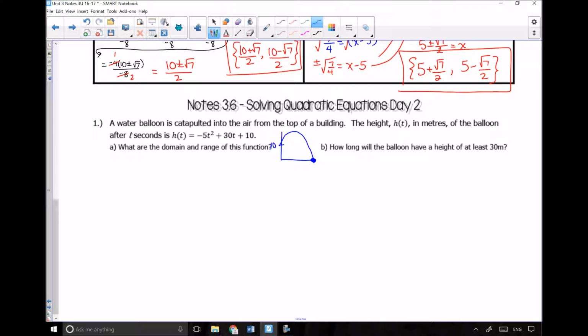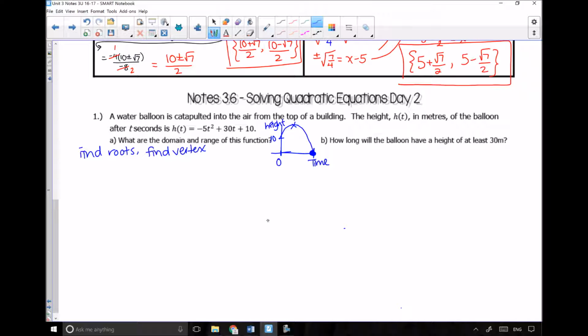Okay, so I want to know essentially what my domain and my range are going to be based on this graph. If this is the height and this is the time, then the smallest time will be from 0 until this root, and the height will be from 0, because that's when it hits the ground, to whatever my maximum value here is. So a couple things I need to do: I need to find the roots, and I also need to find the vertex. I'm going to find the vertex first.